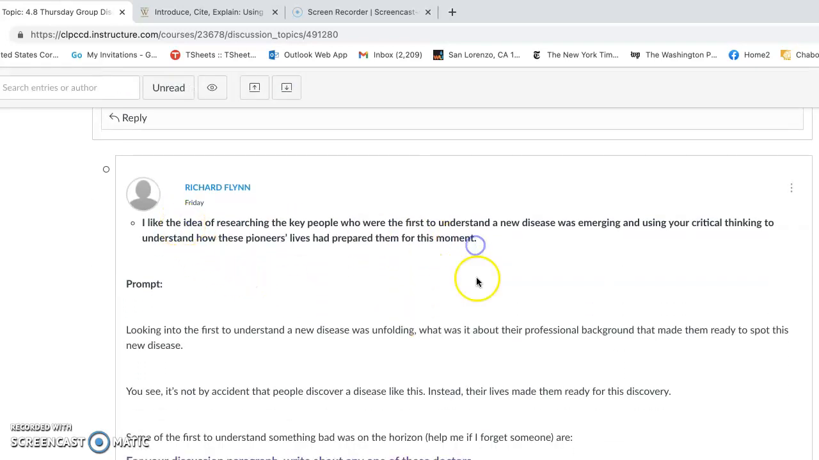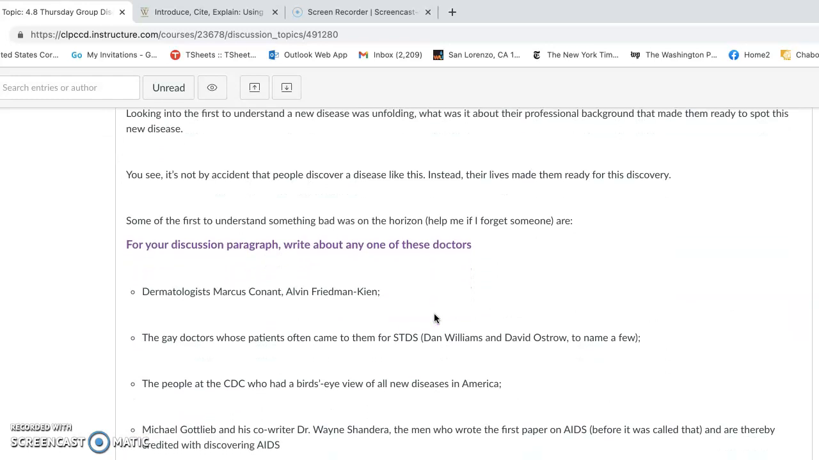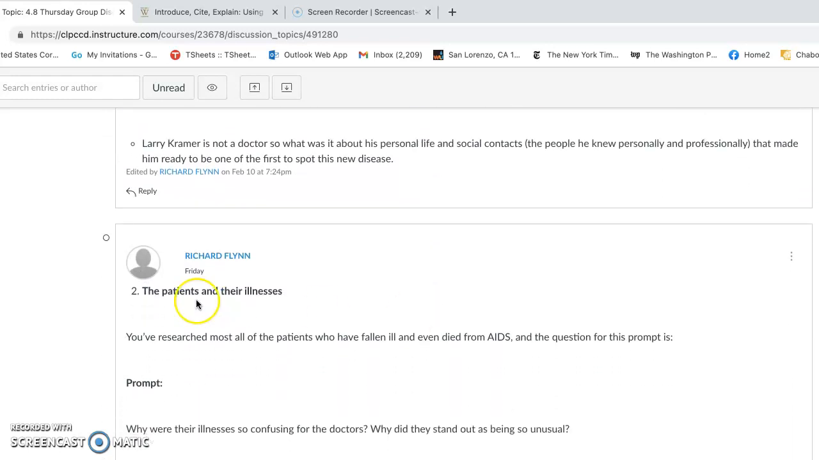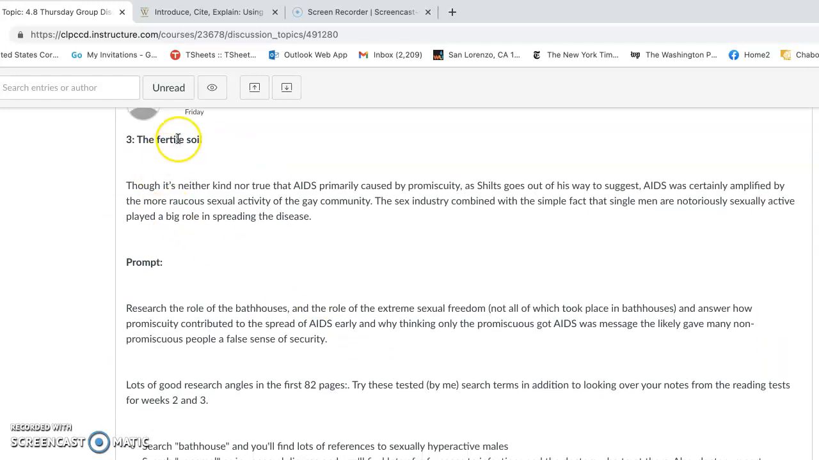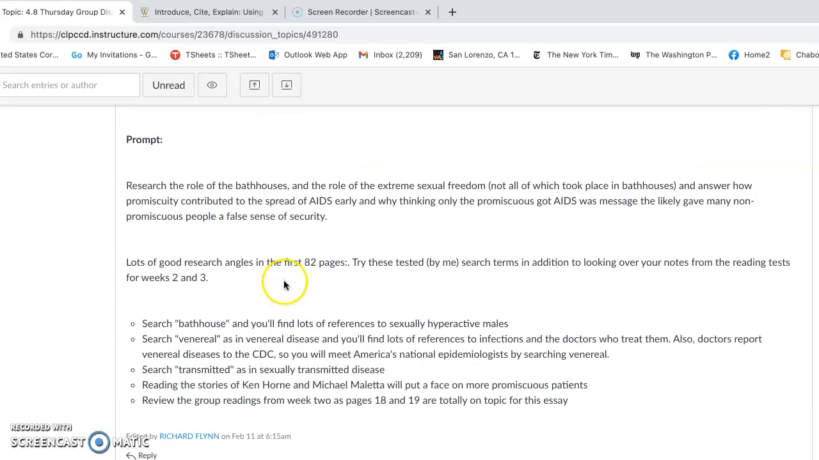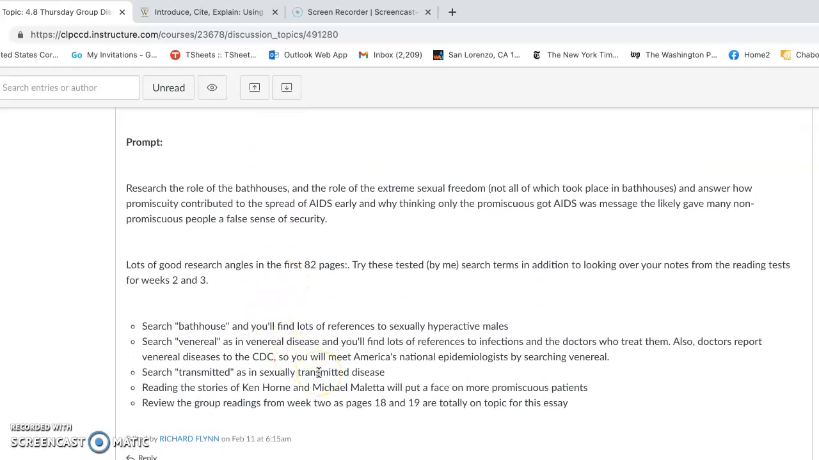Prompt number 1, if you want to write about that, here's some ways to research this. Prompt number 2, if you want to write about this, here's some ways to research it. Prompt number 3, if you want to write about that, here's some ways to research it. You can use the index if you have a paper copy of the book, or the search function if you have an electronic copy. 8 minutes already. I hope this helps you understand the assignment.